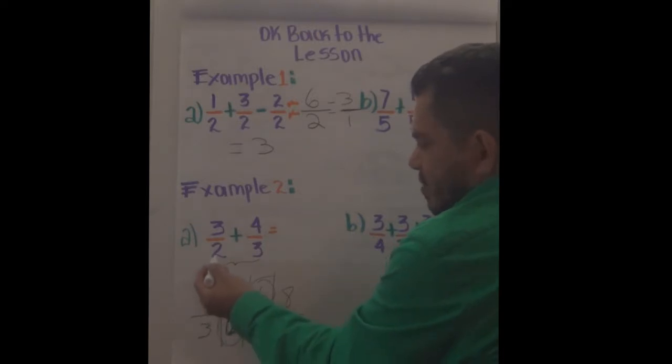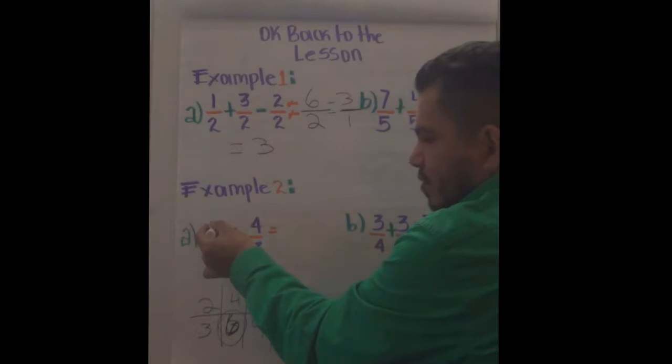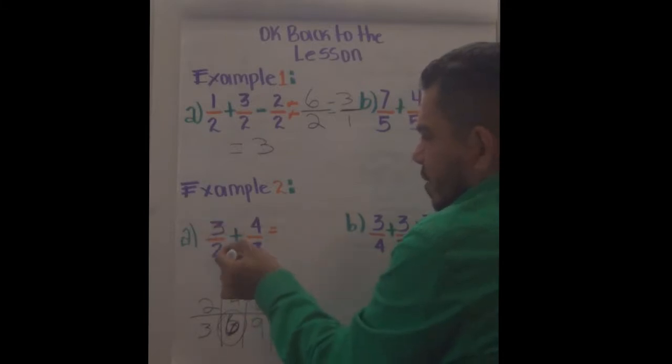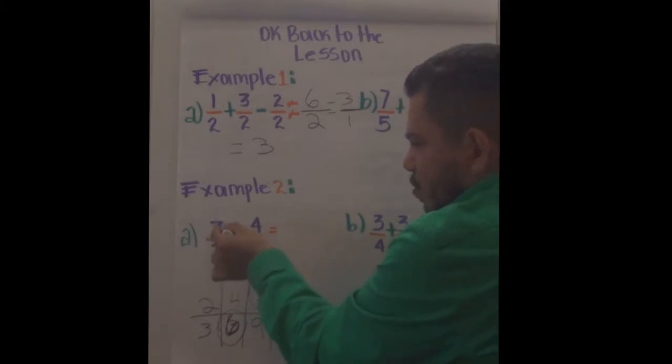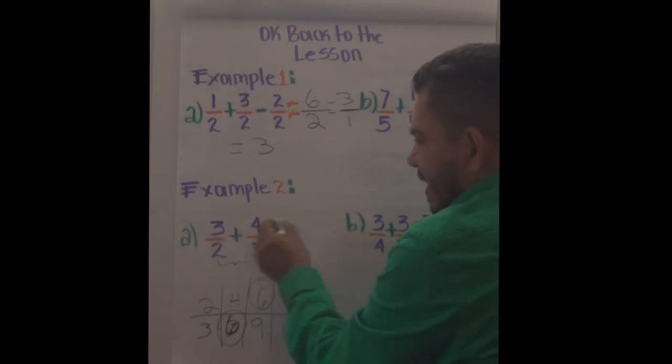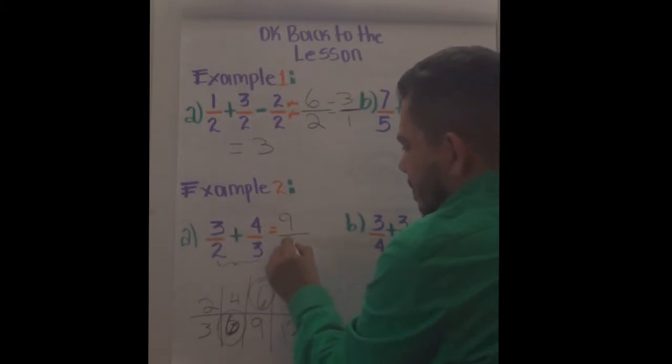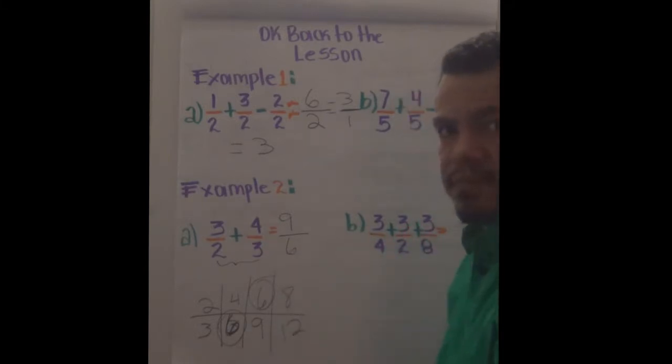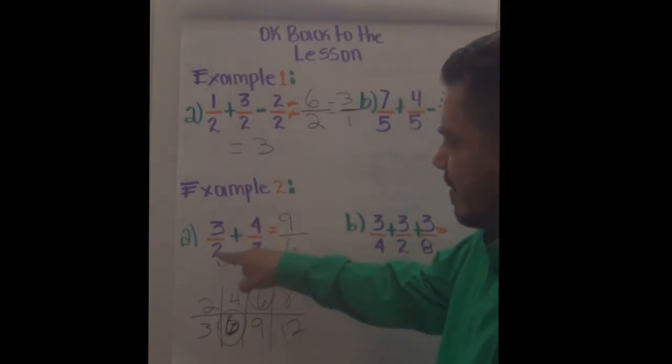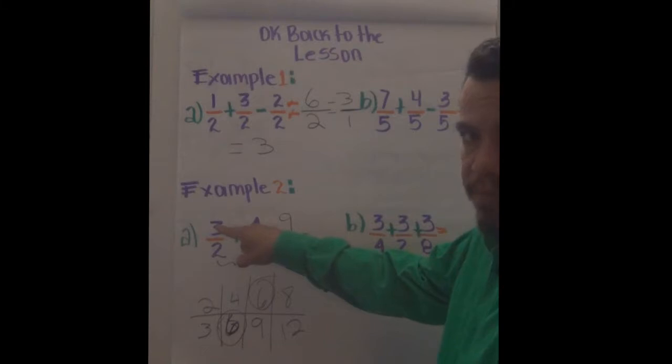2 times 3 is 6, right? So that means that what you did to the bottom, you also have to do to the top. So let's see. When I multiply this by 3 over 3, I get 9 over 6. I multiply this by 3, so I have to multiply this by 3.